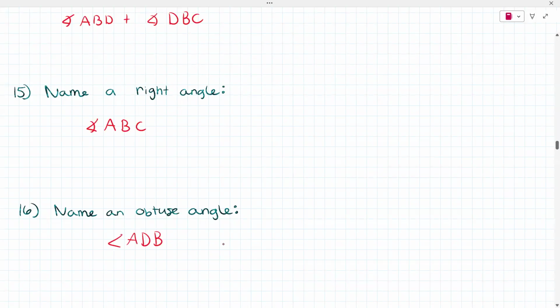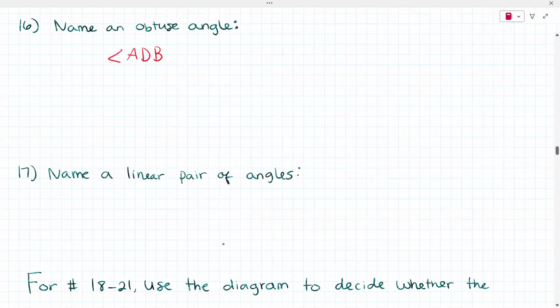Okay, number 17. Name a linear pair of angles. So what are linear pairs? Basically two angles on the same line and their sum adds up to 180 degrees.